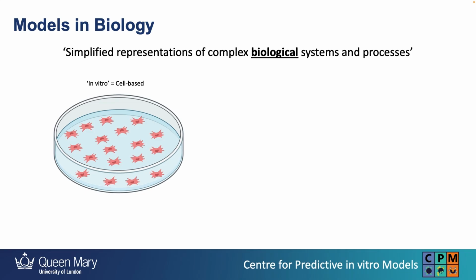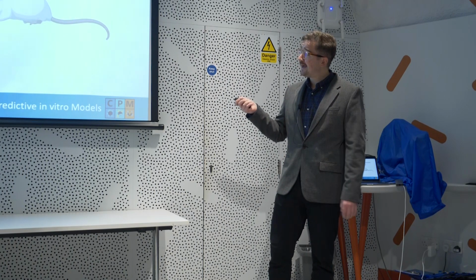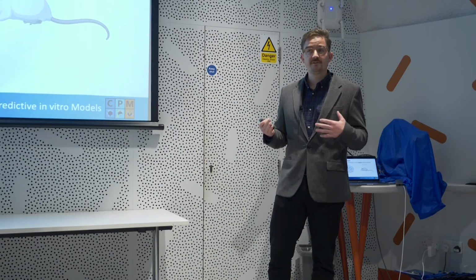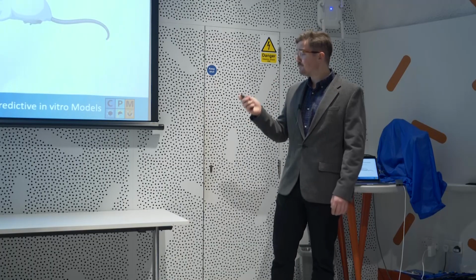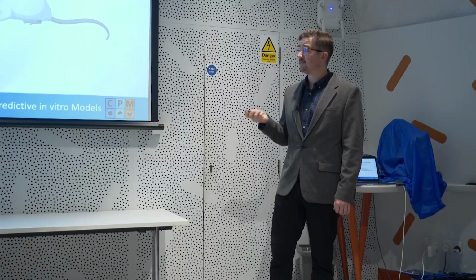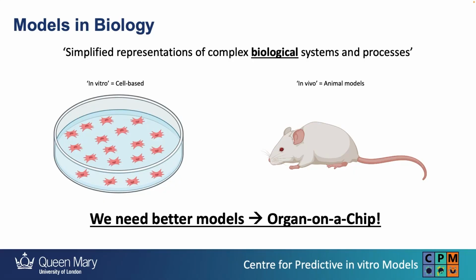So another option that we have where we can add in a bit more complexity is in vivo or animal models. But again, I'm not going to offend anyone, but no one in this room looks like this. And again, we just don't have that physiological relevance. Our bodies behave in a very different way to that of a mouse. So what we really need is better models, and I'm hopefully going to convince you today that organ on a chip is the answer to that.